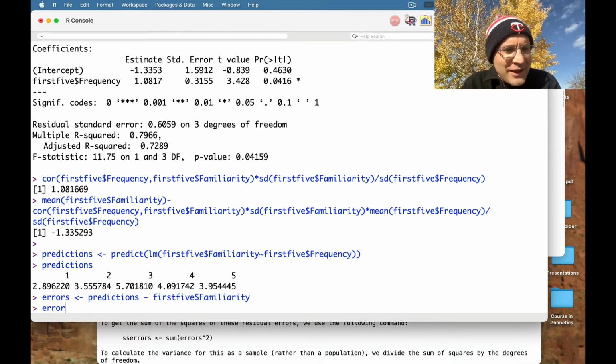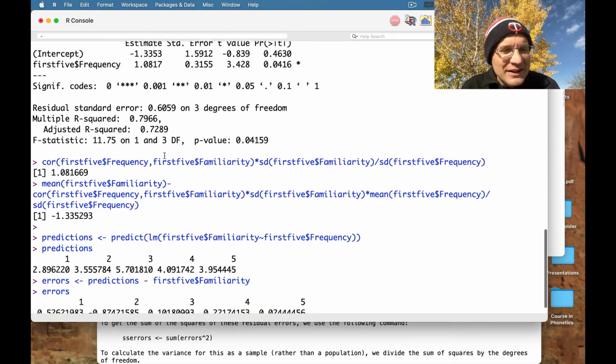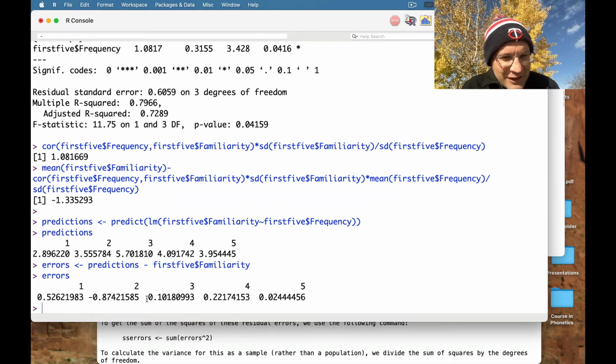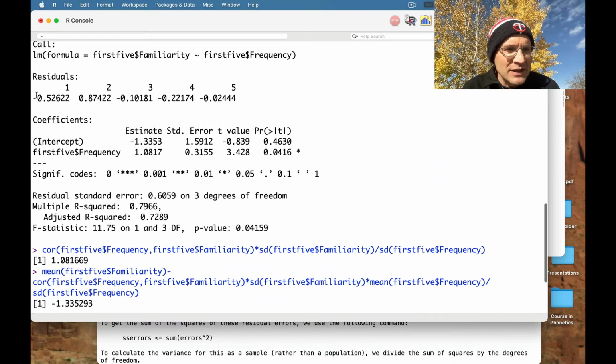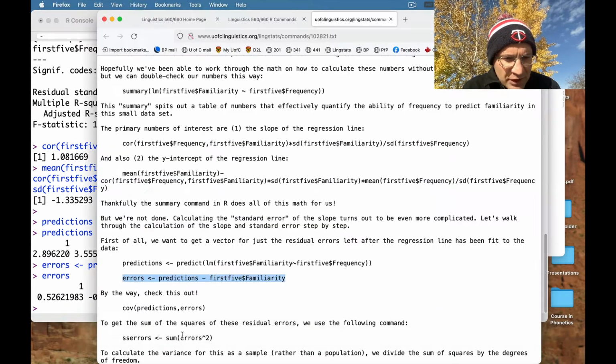Anyways, if we look at these errors, we see what we saw before. It's listed in a different polarity because the subtraction is taking place in a different direction. But our error for that third term is 0.1 in this case. These should all match up with what we see here in what's called the residual errors up there. Okay, so nothing new there. We just have it in a vector that we can play around with.